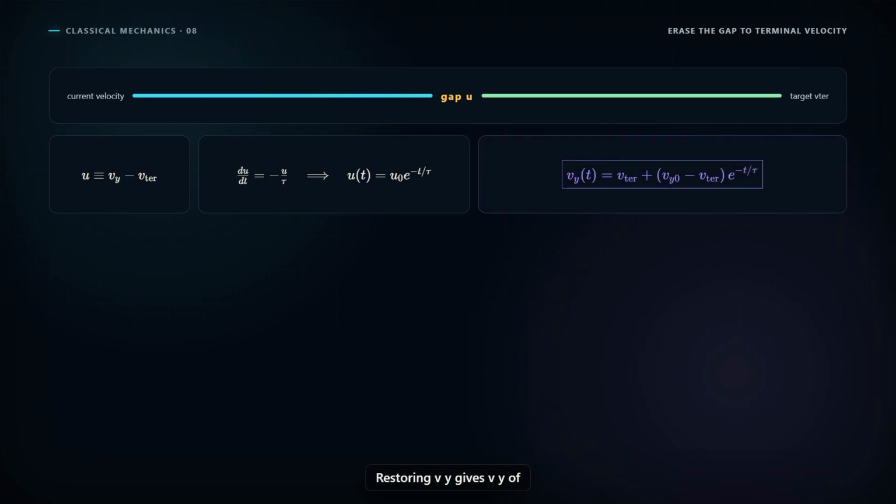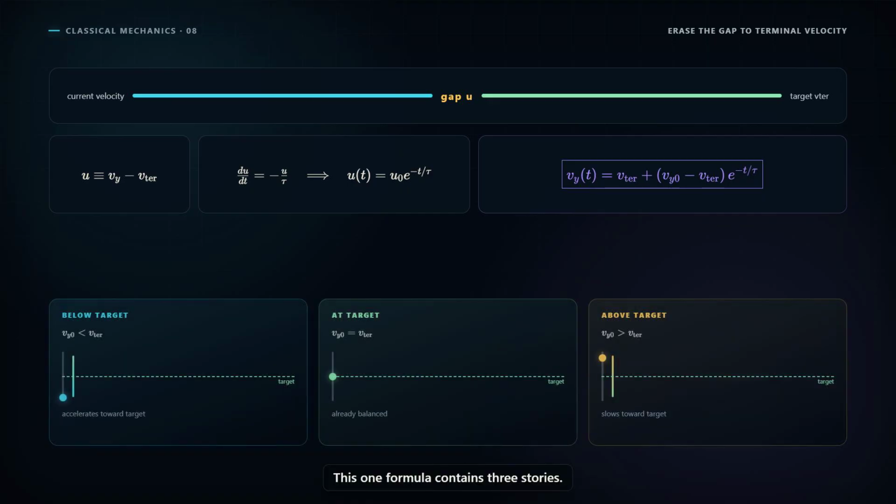Restoring Vy gives Vy of t equals v terminal plus the initial gap, Vy naught minus v terminal, times e to the minus t over tau. This one formula contains 3 stories. Start below terminal speed, and the sphere accelerates downward toward it. Start exactly at terminal speed, and nothing changes. Throw it downward faster than terminal speed, and drag exceeds weight, so it slows down toward the same target. Terminal velocity attracts motion from either side.